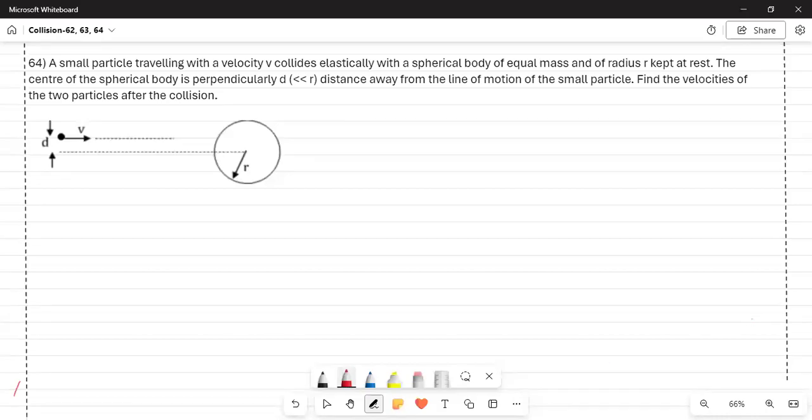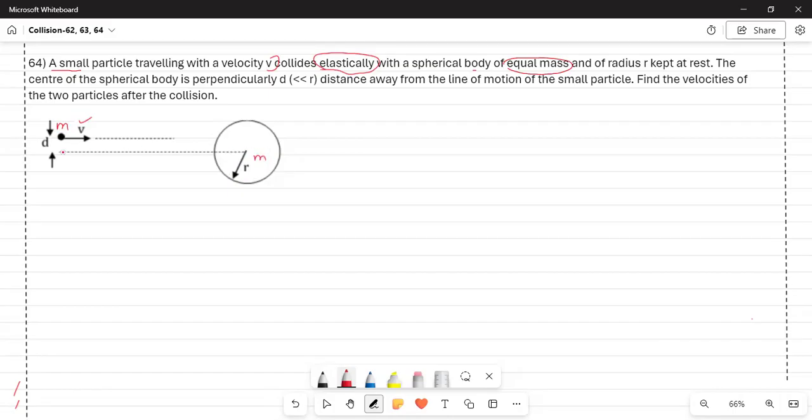Now take problem number 64, the last problem of this chapter. This says a small particle traveling with a velocity v collides elastically. This has to be remembered. A spherical body of equal mass. That means if the mass of this is m, the mass of this is also m.